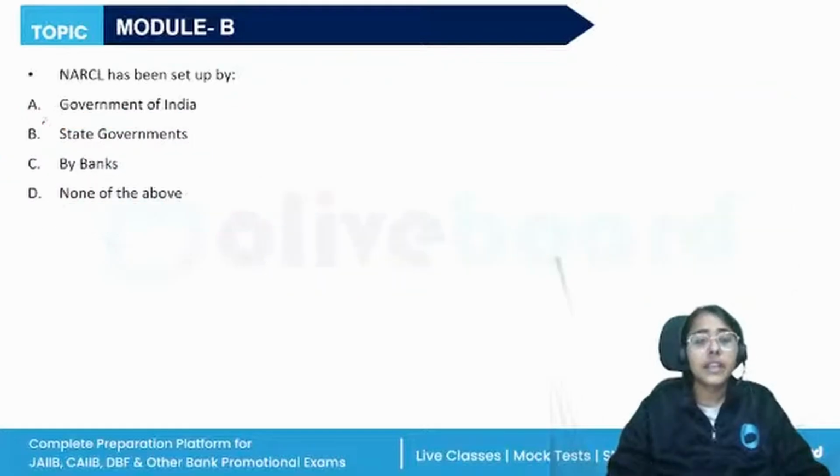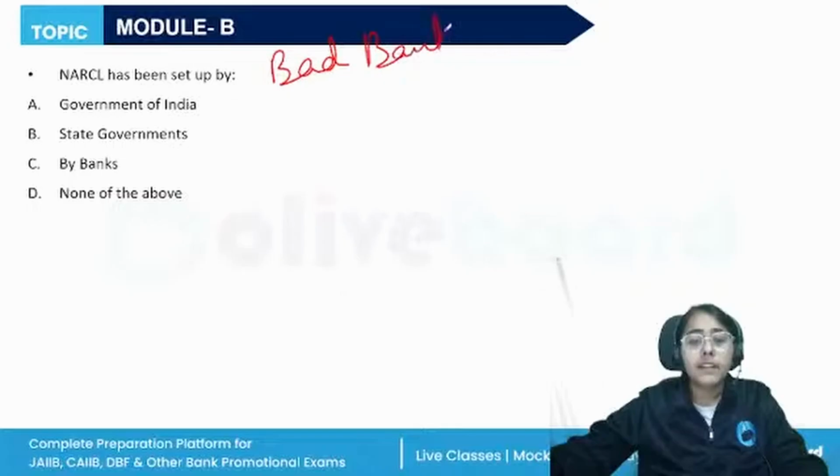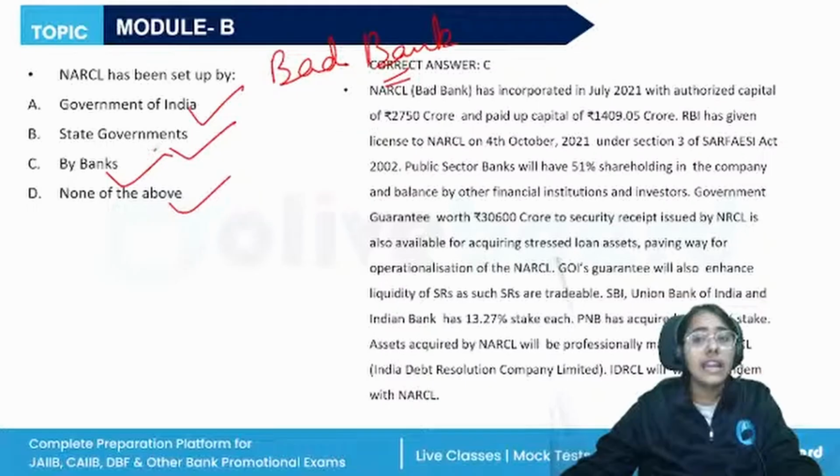Next question. The National Asset Reconstruction Company Limited, NARCL, which is also known as the Bad Bank, has been set up by the government of India, the state governments, by banks, or none of the above. So the correct answer is C. It is set up by the banks.